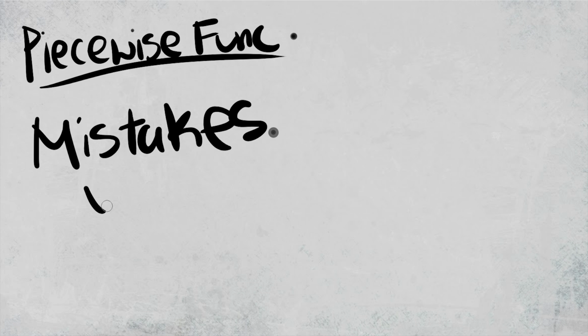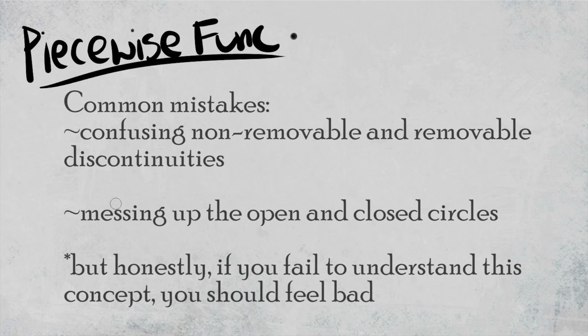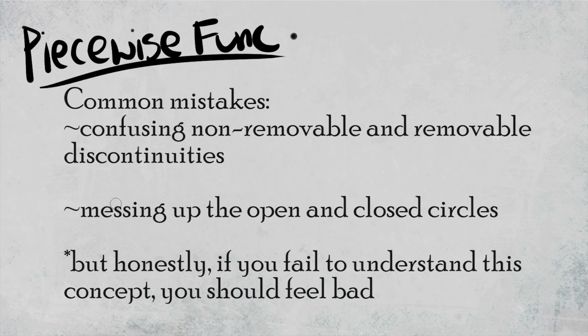Common mistakes that students make. A common mistake that students make is possibly confusing the non-removable and removable discontinuities. Another one is messing up the open and closed circles that are used to represent.